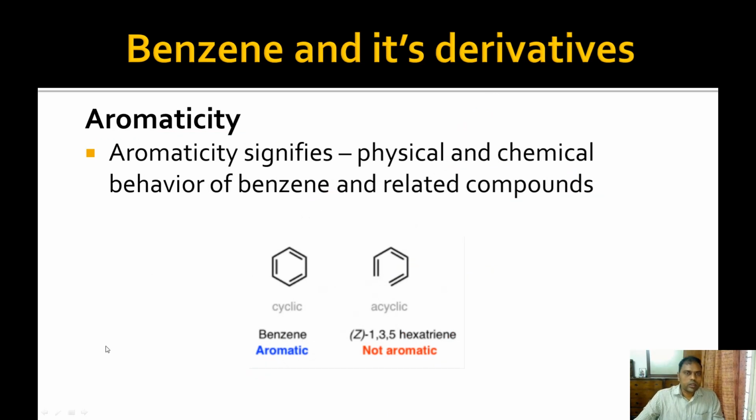Aromaticity signifies the physical and chemical properties of the compounds. It determines the property of the compounds, both the physical as well as chemical behavior, like how it reacts or how it looks, whether it's a liquid or solid form. So all this will be determined depending on the aromaticity of the compound.